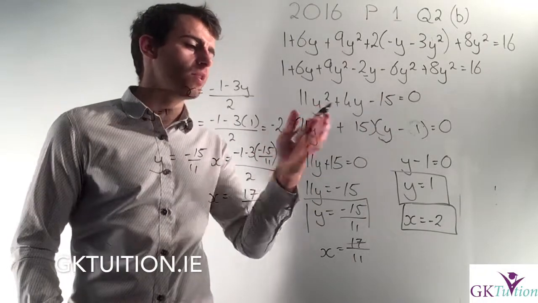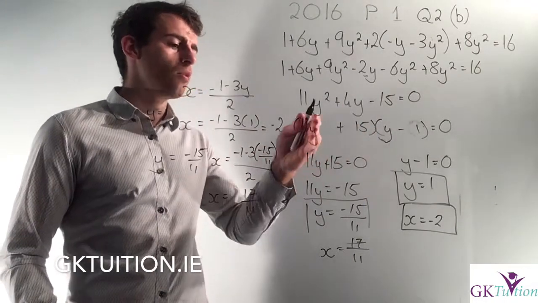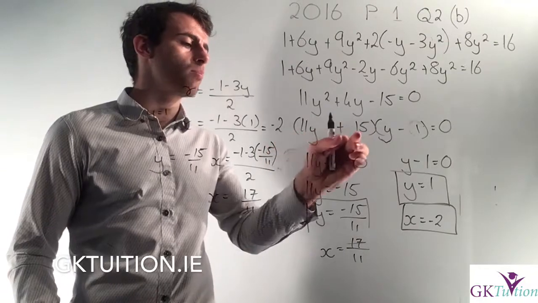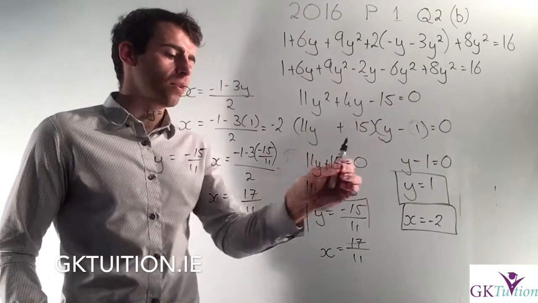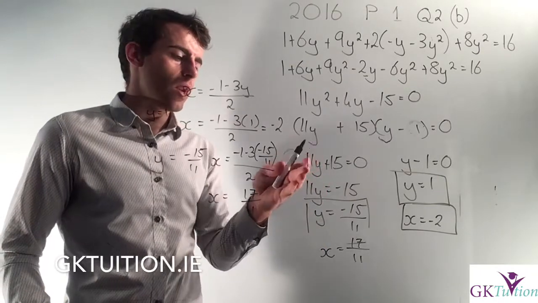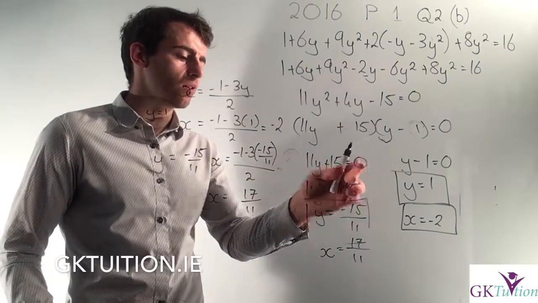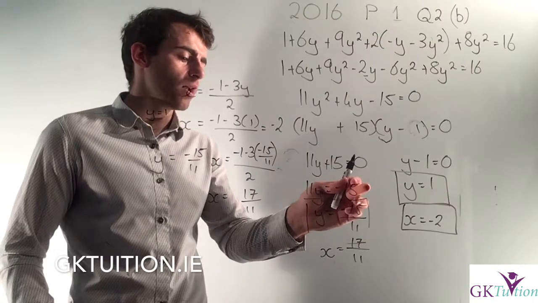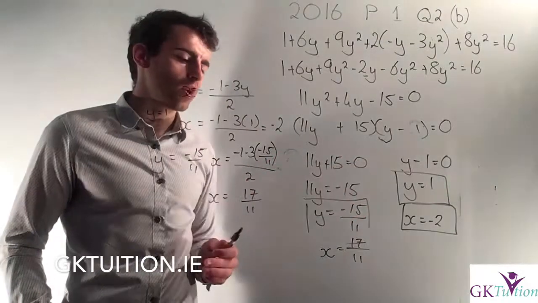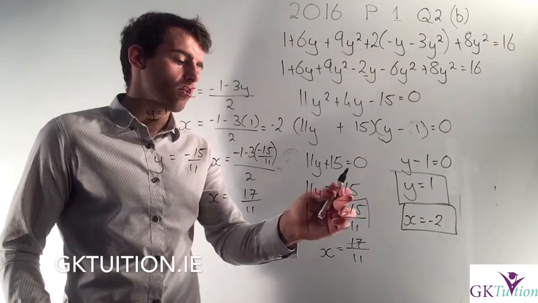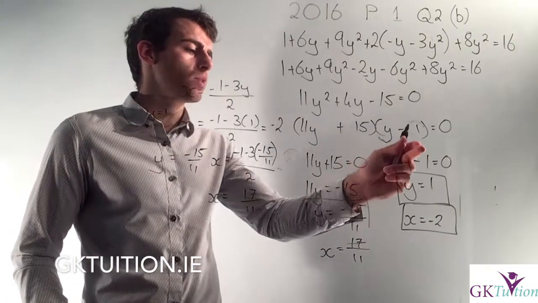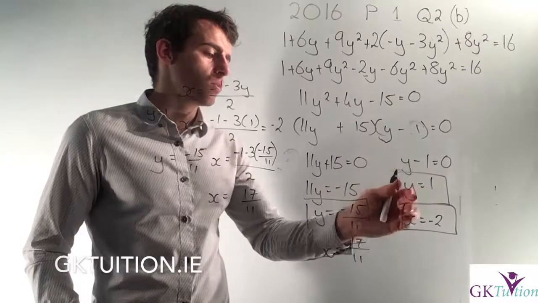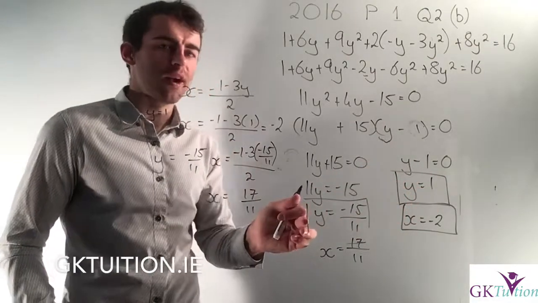At this point, all I have to do is factorize. The factors of this quadratic are 11y plus 15 and y minus 1, which means I let each factor equal 0 and I solve it. So I let 11y plus 15 equals 0, which means 11y equals minus 15. If I divide both sides by 11, I get y is equal to minus 15 over 11. For my other value, I have y minus 1 equals 0, which means y equals 1. So I've worked out my two y values.